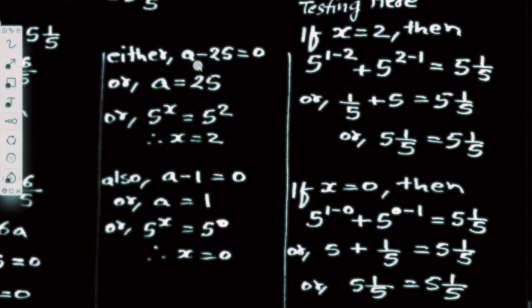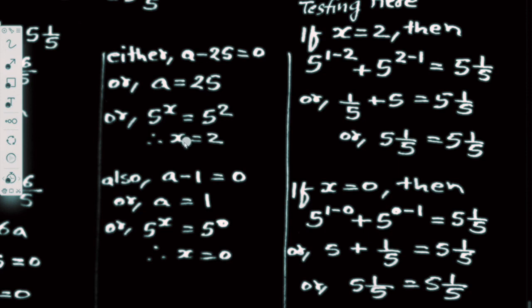Here the first factor is a minus 25 equals 0, or a equal 25, the side should be changed of 25. Now a should be replaced with 5 power x, so 5 power x equal 5 power 2, because 25 means 5 power 2, therefore x equal 2. And the next factor is a minus 1 equals 0, or a equal 1, so 5 power x equal 5 power 0, because 5 power 0 means 1. If the base is the same, here the base 5 is the same, it means x equals 0.